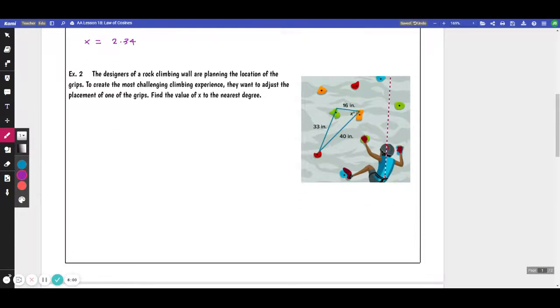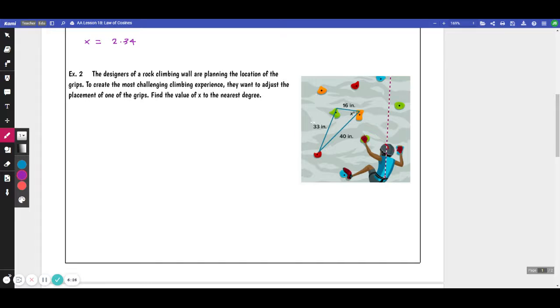Okay, let's try another one. The designers of a rock climbing wall are planning the location of the grips. That's these little things. To create the most challenging climbing experience, they want to adjust the placement of the grips. Find the value of x to the nearest degree. So this time I am solving for an angle, and I have all the sides. So we can't use law of sines again because we don't have a side and an angle that go together.